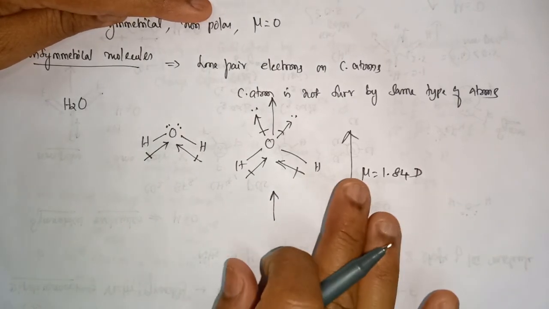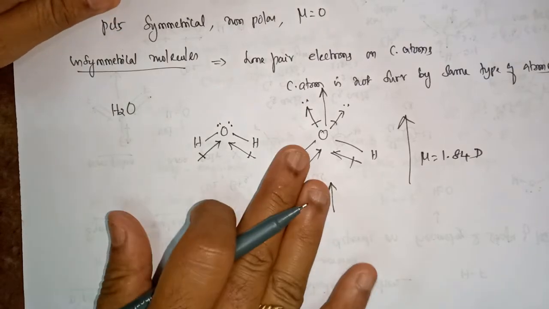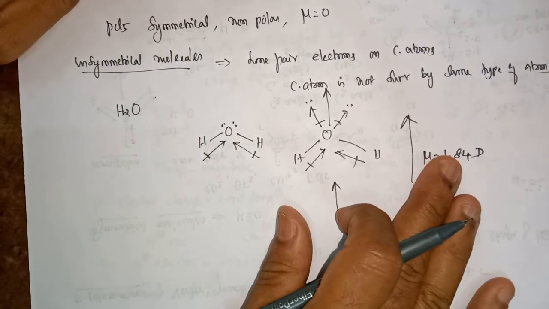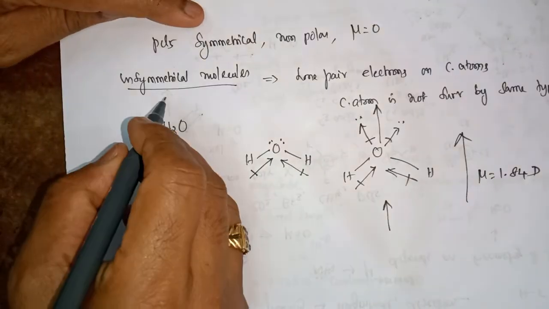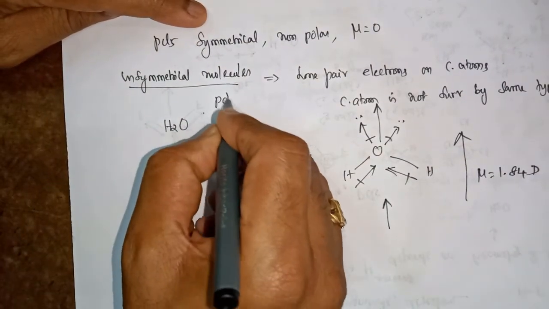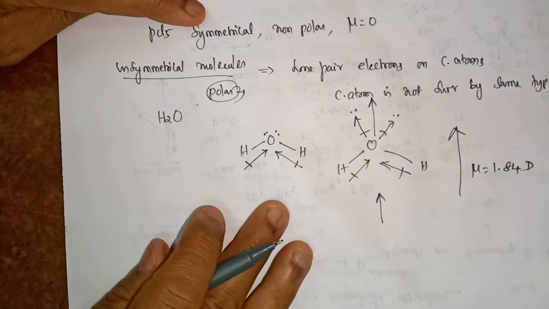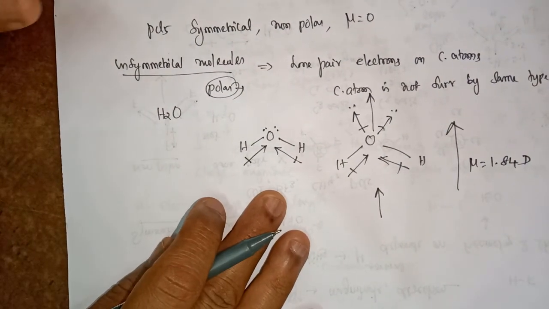Even they don't ask the value of the dipole moment. They ask whether this molecule has a dipole moment or not. Is it polar or not? If it is unsymmetrical, that is called polar. If I say the word polar, it has polarity. If it has polarity, it has a dipole moment.